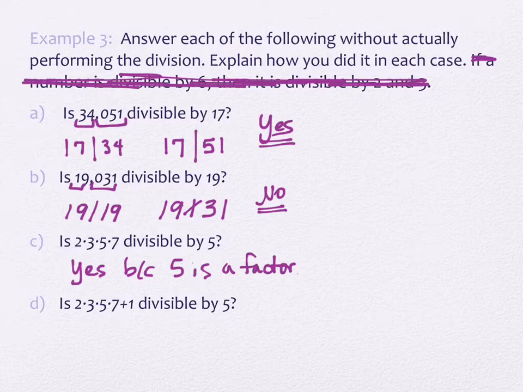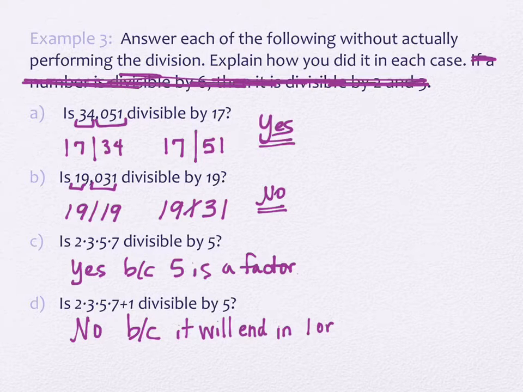Okay, then, what happens if I add 1 to it? That 5 or that 0 that it ended in is not going to be a 5 or a 0 anymore when I put plus 1 on there. What's it going to be? It's going to be a 1 or a 6. So this one's going to be a no, because it will end in a 1 or a 6, since I'm adding 1 to something that ended as a 0 or a 5 on the previous part.